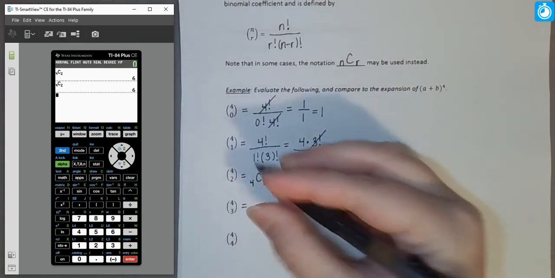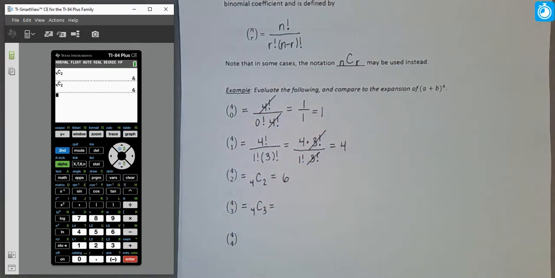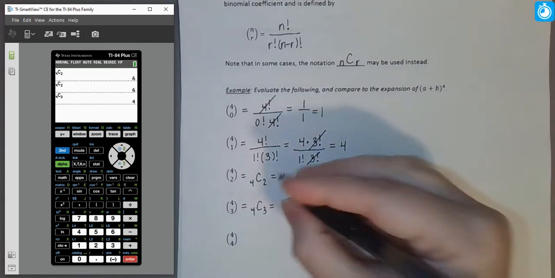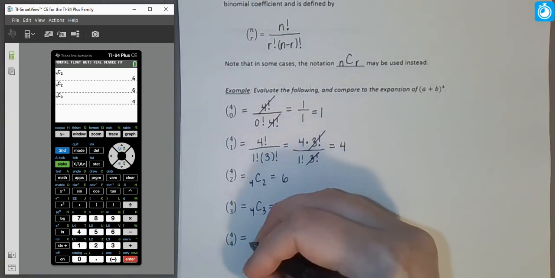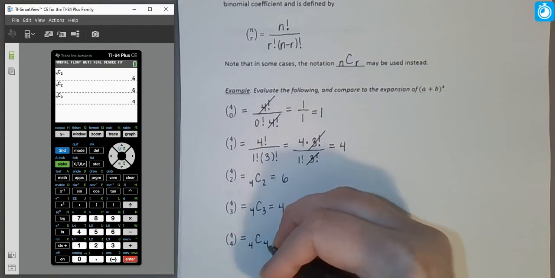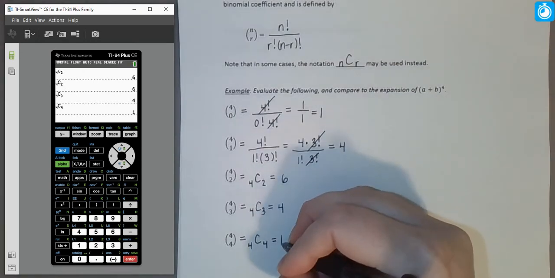So let's do the last two as well. So we want 4 choose 3. So 4, then Math menu, then probability, then NCR, 4 choose 3, which gives us 4. And then 4 choose 4, so 4C4, so 4, and then Math menu, and then probability, NCR, and 4. And we get 1.